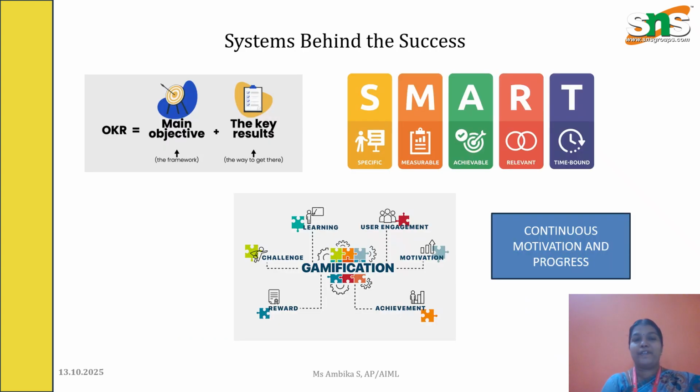The systems behind our success: OKR, SMART goals and gamification. Objectives and key results. Our main objective is the framework, that is, what we are going to improve and how we are going to achieve it. Our SMART goals will be specific, measurable, achievable, and relevant within a time bound.